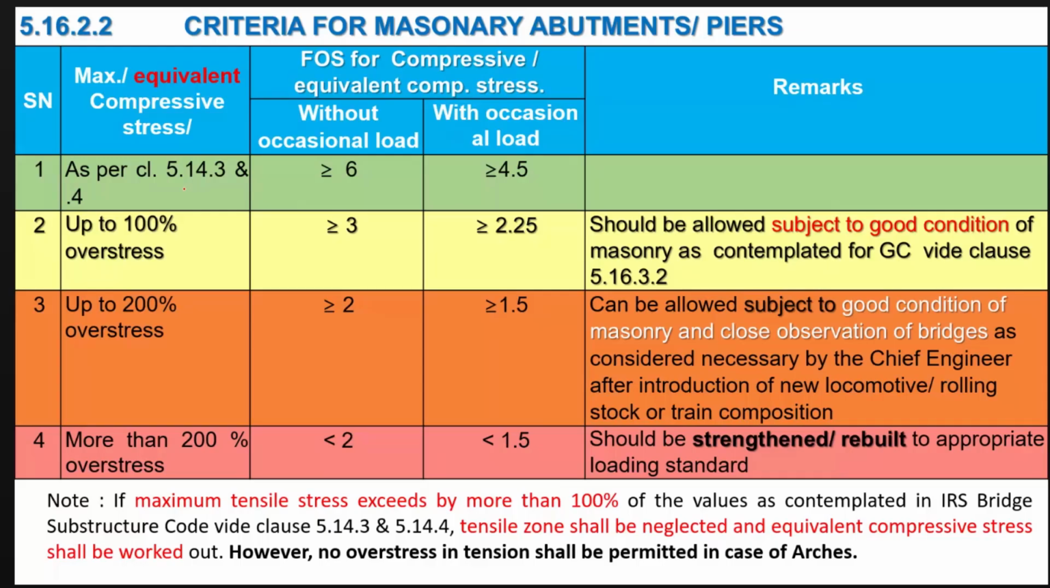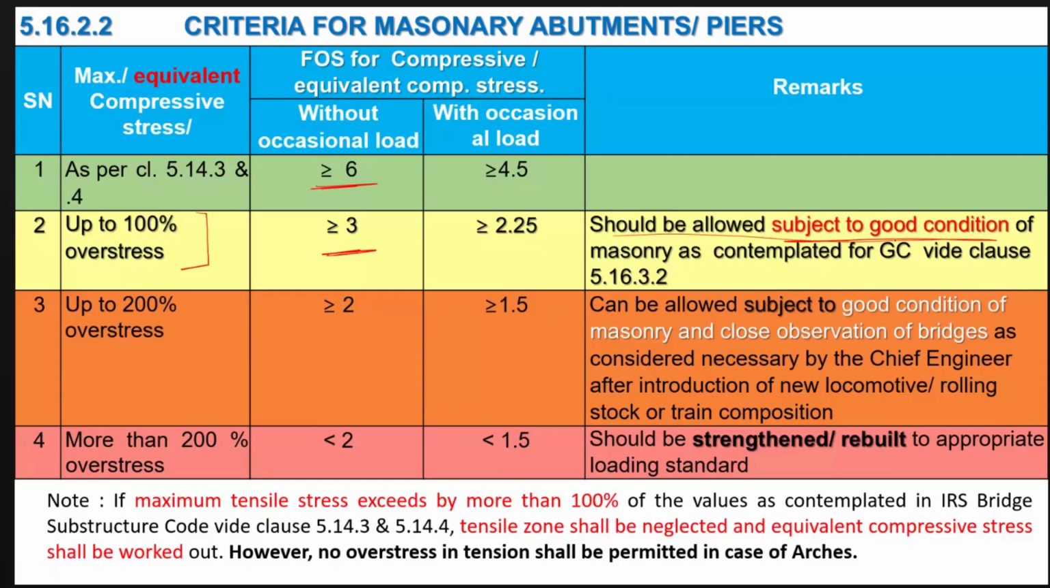Even if the stress is coming to more than 100% of the permissible stress, suppose the permissible stress is 10 and our compression stress is coming 20, then also it can be cleared with the factor. Basically, the material strength is calculated with a factor of safety of 6. It means the factor of safety has been reduced to 3 without occasional load, or with occasional load it will be 2.25. So this factor of safety of the material has been reduced. Then it should be allowed subject to good condition.